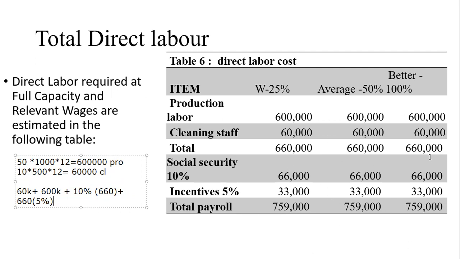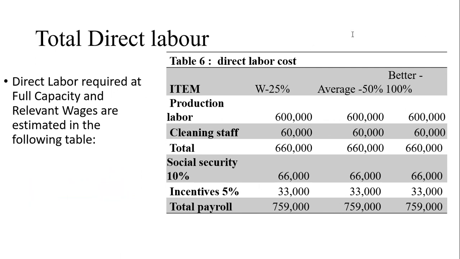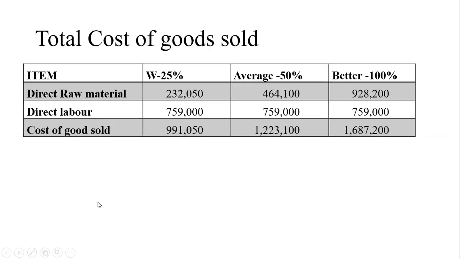So they are all the same. There is nothing change. I will not employ some people and keep other people not working. No. So here I have the total direct labor cost that I received from the given data for the factory that I'm working on. Social security is because they are working informal, giving 5% for incentive of people and so on.